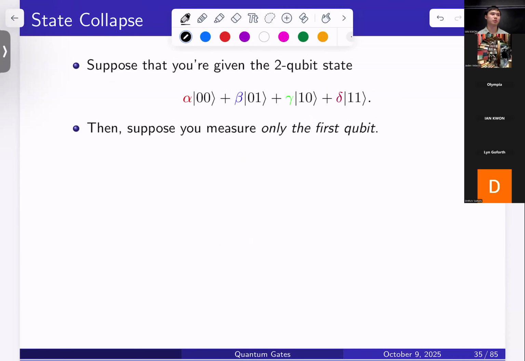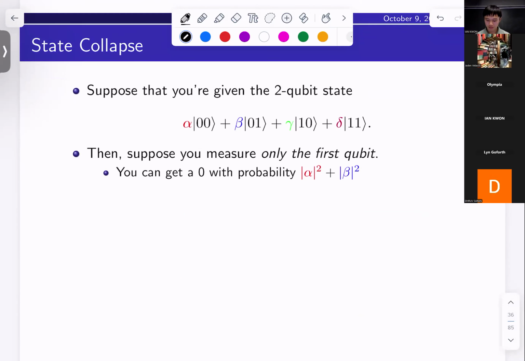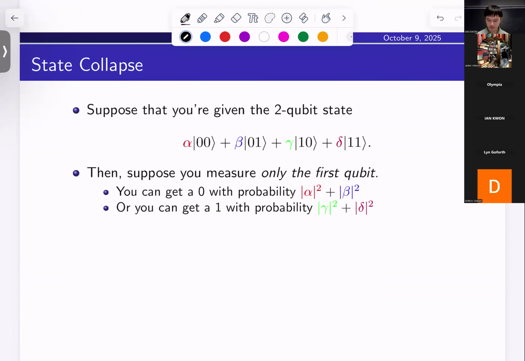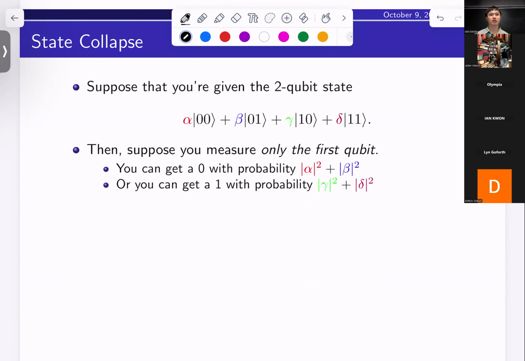Let's consider measuring the first qubit now. We can either get a 0 or 1, and we can get a 0 with probability alpha squared plus beta squared, because which are the states that will yield a 0 when we measure the first qubit? It'll be the first two. The probability of getting the first one is alpha squared, and the second one is beta squared. We just sum them. That's the total probability that we get a 0 in the first qubit. Analogously, for getting a 1 in the first qubit, it's gamma squared plus delta squared. Does this make sense for everyone? It is a bit more nuanced because we're only considering 1-qubit measurements in a 2-qubit state, but I hope it still makes sense.